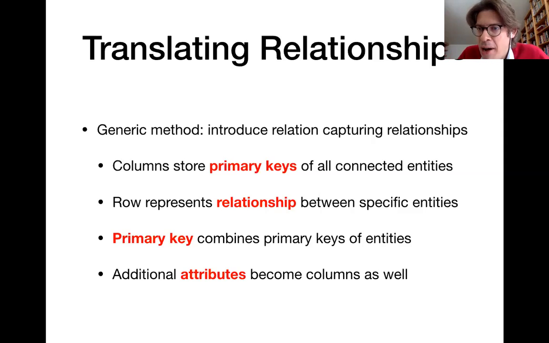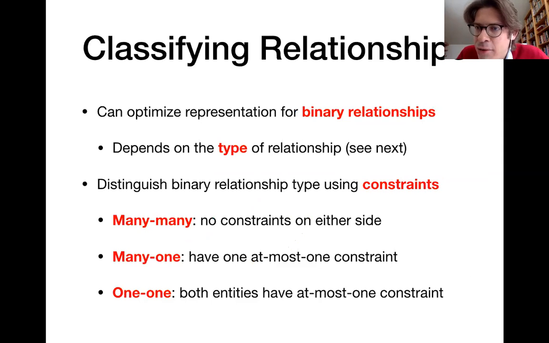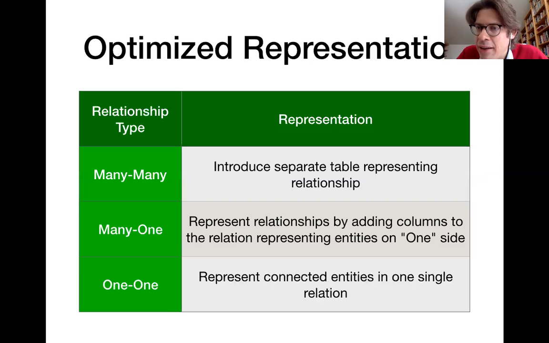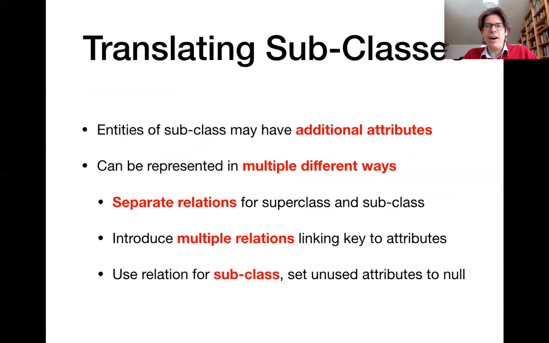We have also seen that we can optimize that mapping for specific types of relationships. We have classified binary relationships in particular based on how many entities can be in a relationship with other entities. And based on that classification, we have seen a couple of alternatives for how we can translate those diagrams into schemata. Those different representations differ by how many relations I need to introduce. In the simplest case, I can represent the two entities and the relationship between them by one single relation.